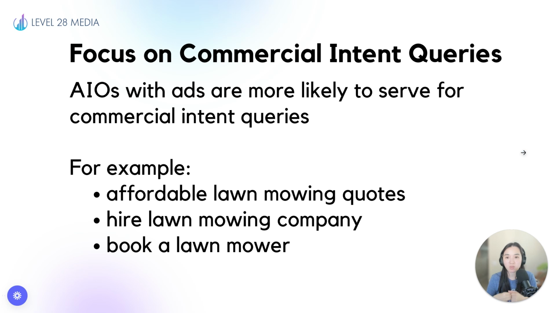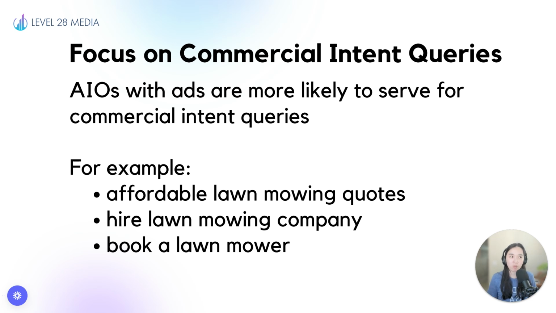And then another thing is focusing on commercial intent queries. This is another way that you can improve your chances of appearing within AI overviews. AI overviews with ads are more likely to serve for commercial intent queries. And here are examples that you can see here on the screen. For example, affordable lawn mowing quotes, hire a lawn mowing company, book a lawnmower. This is pretty much all at the bottom of the funnel. It's interesting though, and this is all pulled from the Search Engine Land article that I will link below if you are interested in checking out.